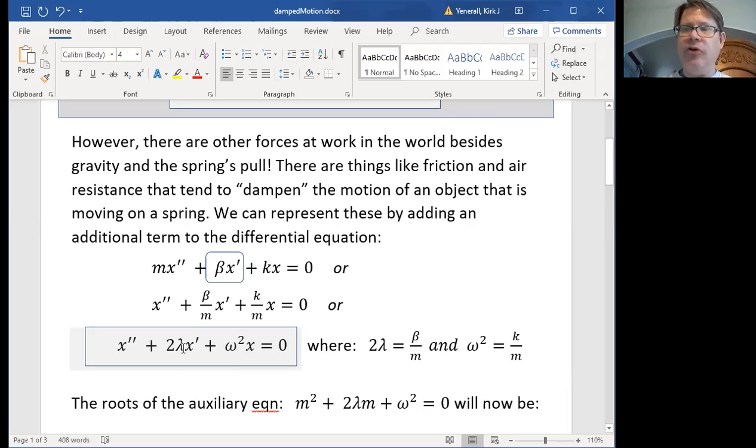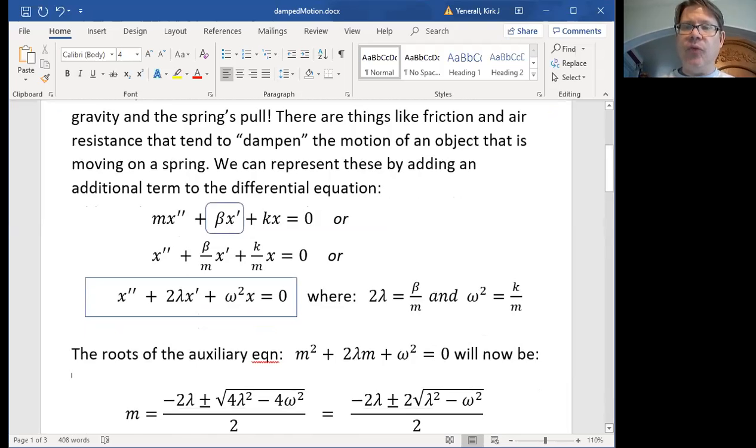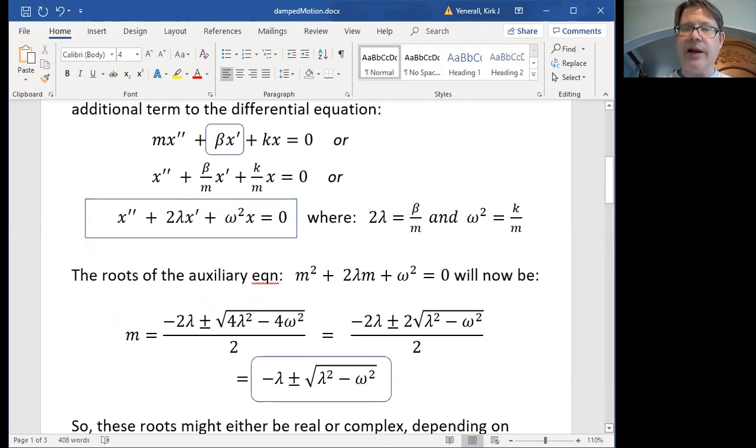Now, why introduce this lambda, and why 2 lambda in the middle? Why not just lambda? The reason for that has to do with what happens when we look at the roots of the auxiliary equation, which is the quadratic equation, m squared plus 2 lambda m plus omega squared equal to 0. According to the quadratic formula, the roots would be negative 2 lambda plus or minus the square root of 4 lambda squared minus 4 times 1 times omega squared, divided by 2.